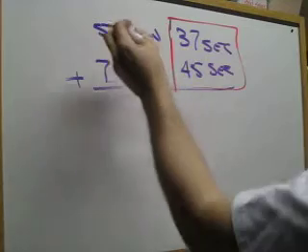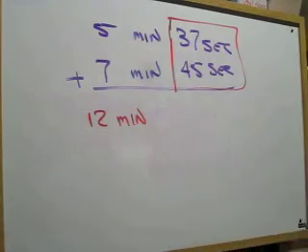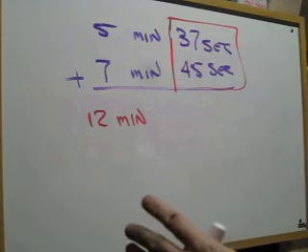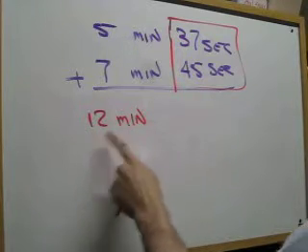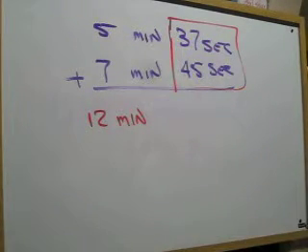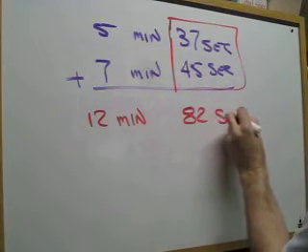Let's add our 5 and 7, and that gives us 12 minutes. If something took you 5 minutes to run down the street, and running back took you 7, it took 12 total. Now let's add our 37 and our 45, and we get 82 seconds.